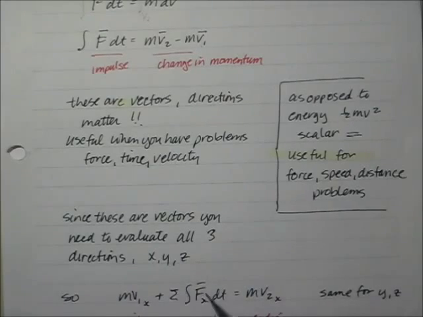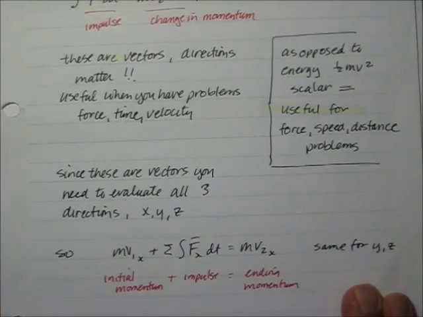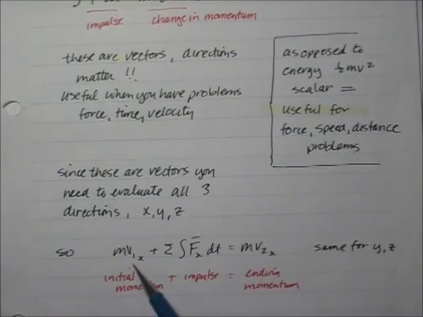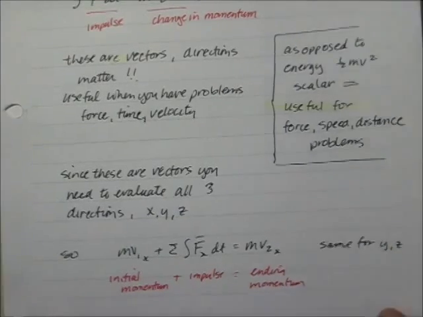All right, since these forces are vectors and the equation is a vector, we'll need to evaluate all three directions, x, y, and z. So here's our general equation. We'll start with our initial momentum, and we'll add impulse. Impulse could be positive or negative. It could be subtracting or adding to our momentum, and we'll end up with a final momentum. We'll do this in the x direction, and we'll also do the same in the y and the z direction.